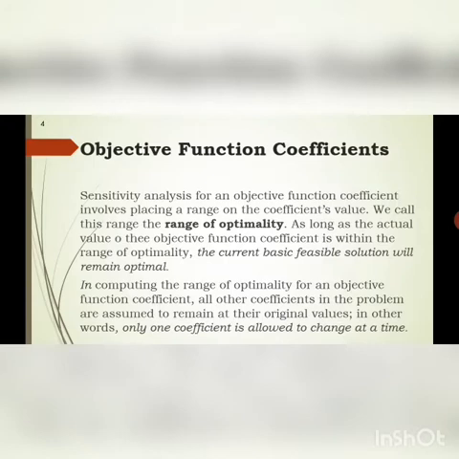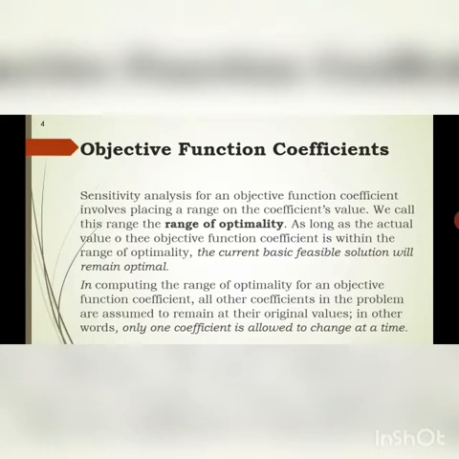Sensitivity analysis for an objective function coefficient involves placing a range on the coefficient's value. We call this range the range of optimality. As long as the actual value of the objective function coefficient is within the range of optimality, the current basic feasible solution will remain optimal.